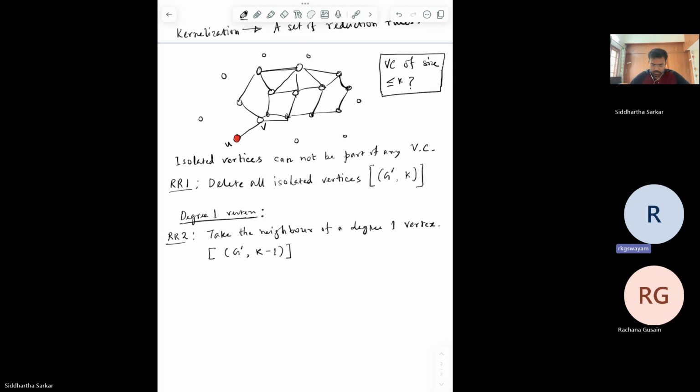Can I include one more rule, that the vertex which has the highest degree would always be included in the vertex cover? Absolutely true.